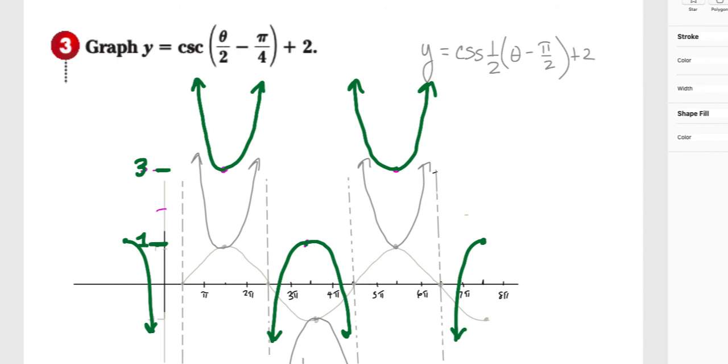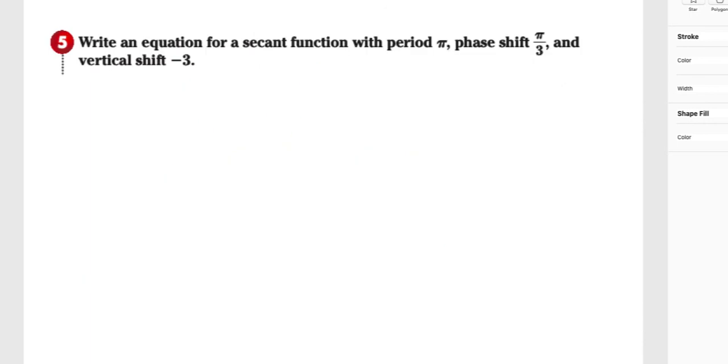I know that this video is starting to get really long. We're going to skip one example. I'm going to do one last example so that I can give you guys an opportunity to try out what we've discussed. So in this final example, we're going to be basically just writing an equation. Write an equation for the secant function with a period of pi, a phase shift of pi over 3, and a vertical shift of -3.